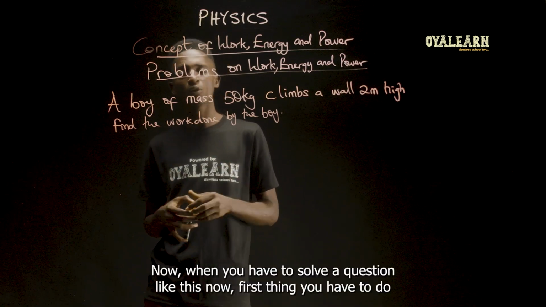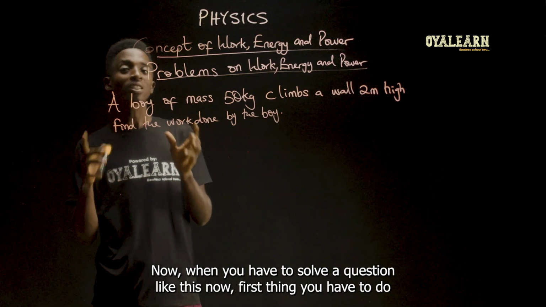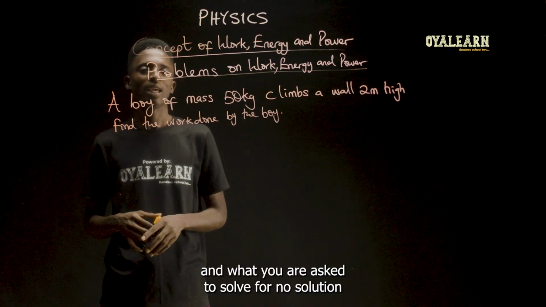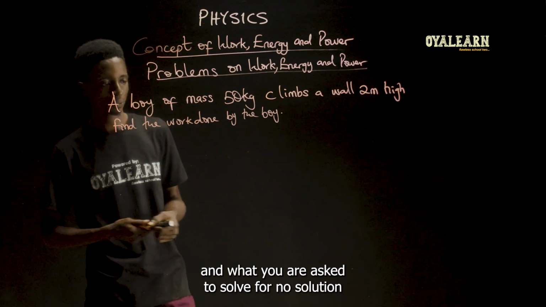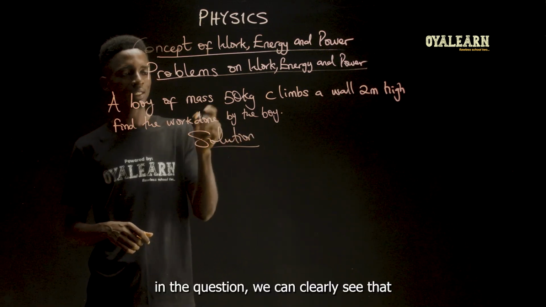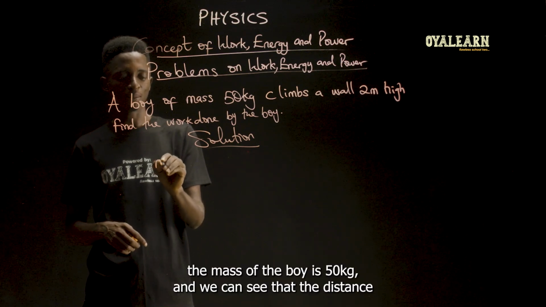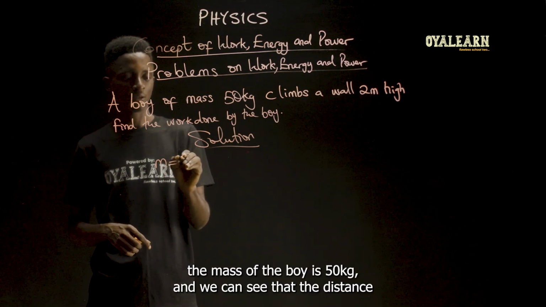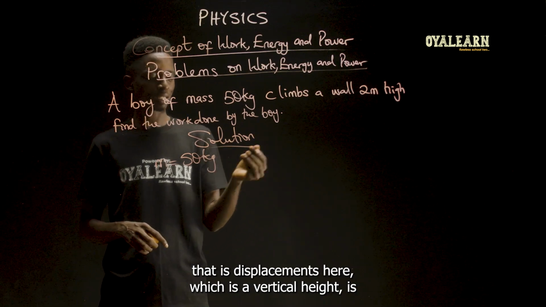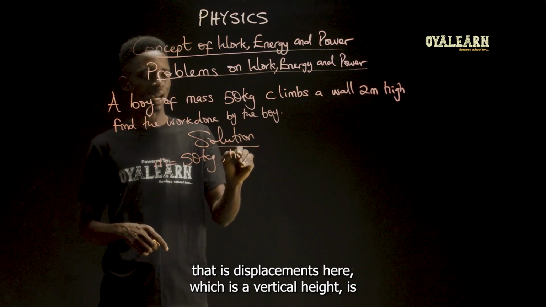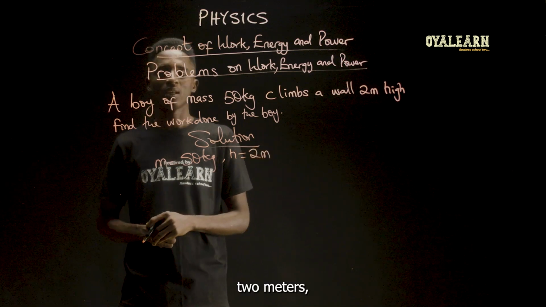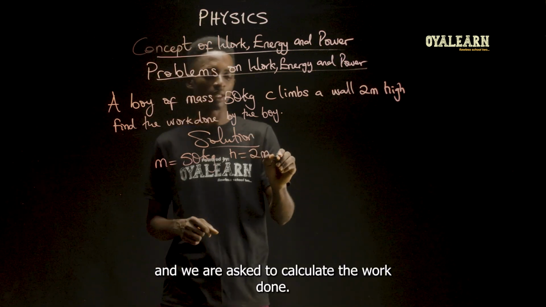Now, when you have to solve a question like this, the first thing you have to do is pick out the parameters you can see in the question and what you're asked to solve for. Now, solution. In the question, we can clearly see that the mass of the boy is 50 kilograms. And we can see that the distance, that is displacement here, which is a vertical height, is 2 meters. And we are asked to calculate the work done.